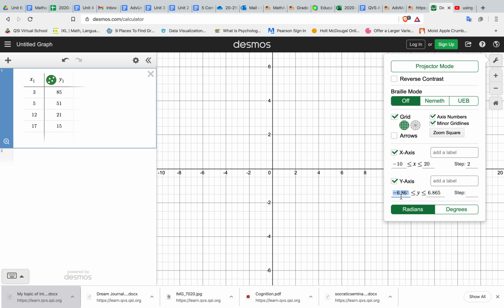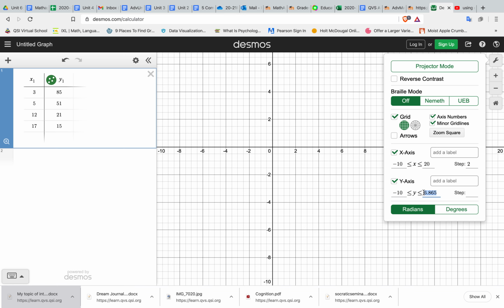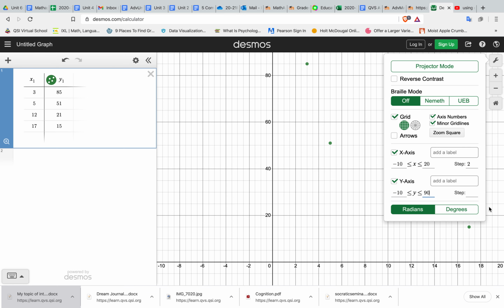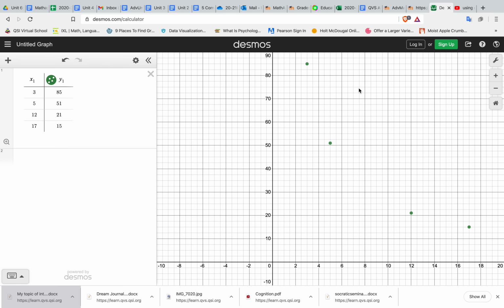All right, and then over here, we have y. We don't have any y values negative, but let's still give it a little bit negative so we don't square it off. And we want to go up to at least 85, our highest, but let's just go a little higher. And we're going to step by 10. Step is just here. These are step 10, 20, right? And then I can click off of that, and now I can see these data points. And what we're trying to do is think of a model. We're working with indirect variation right here.